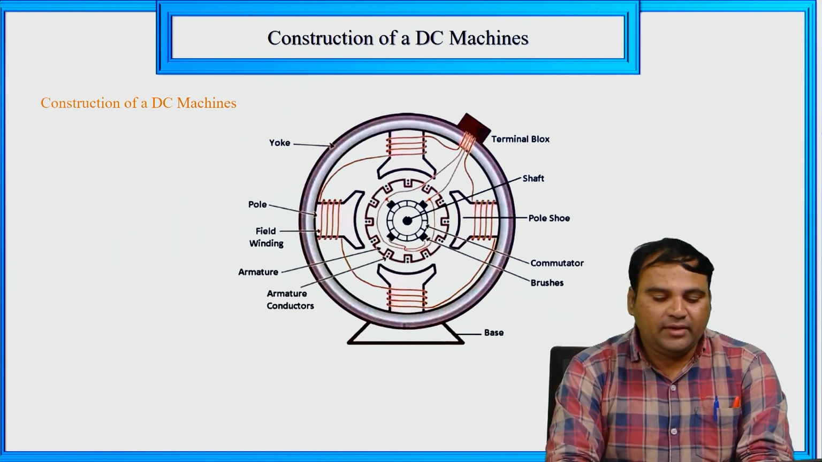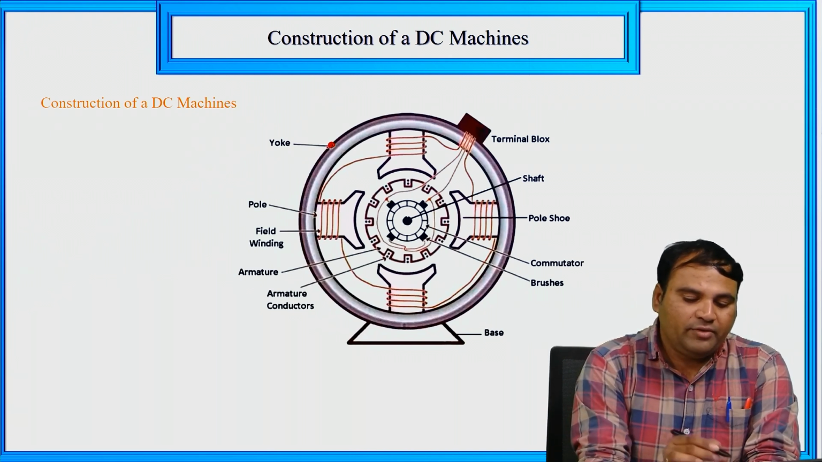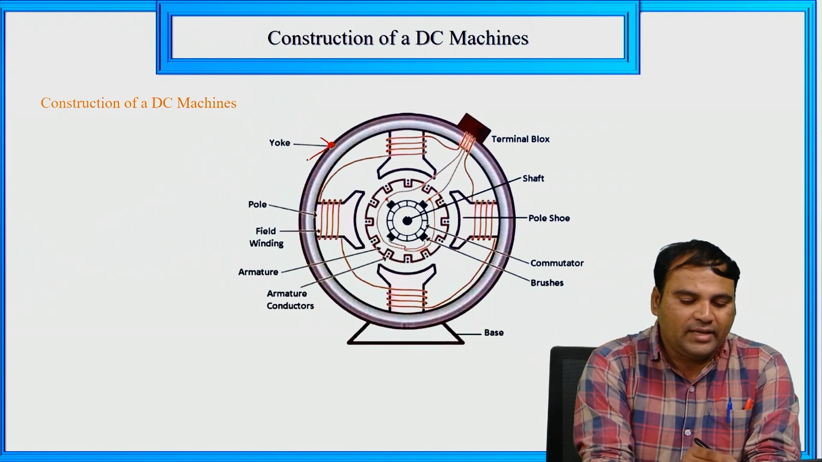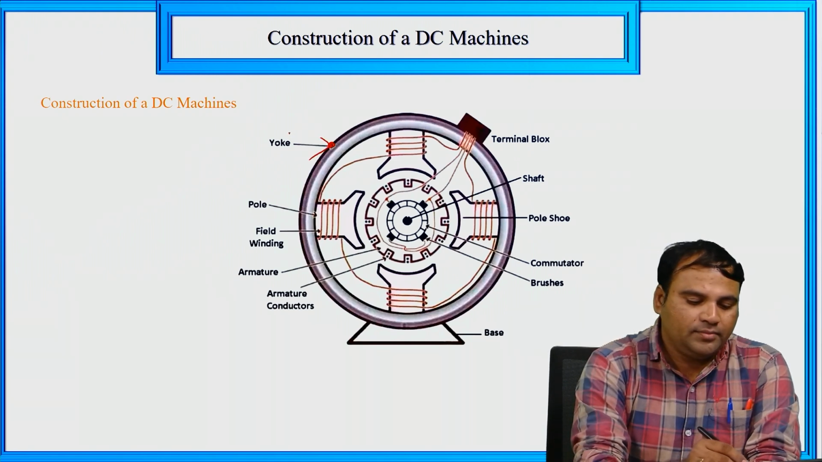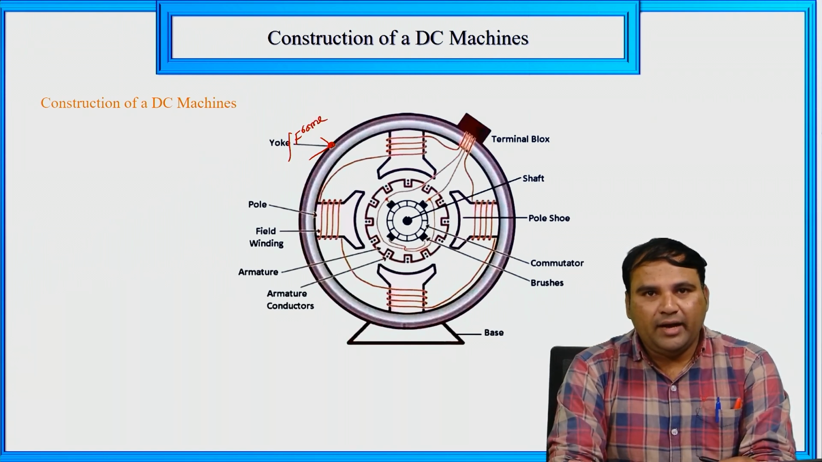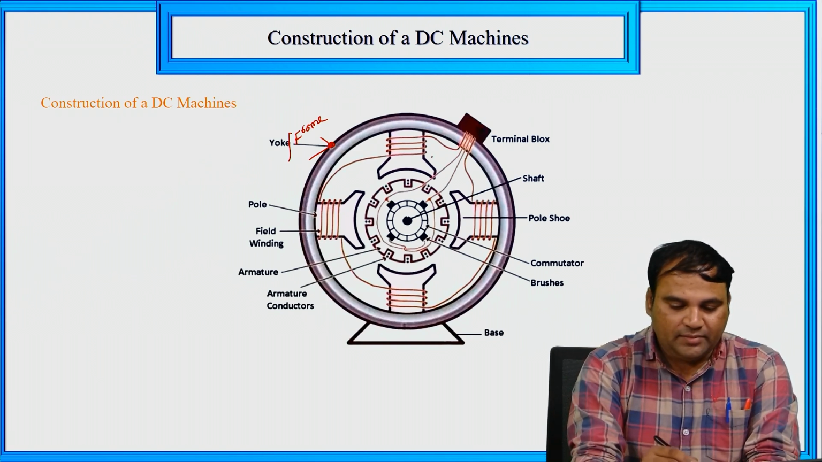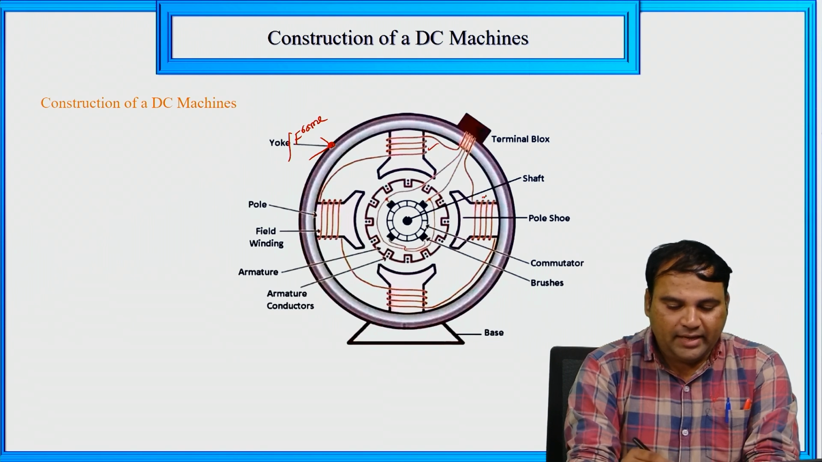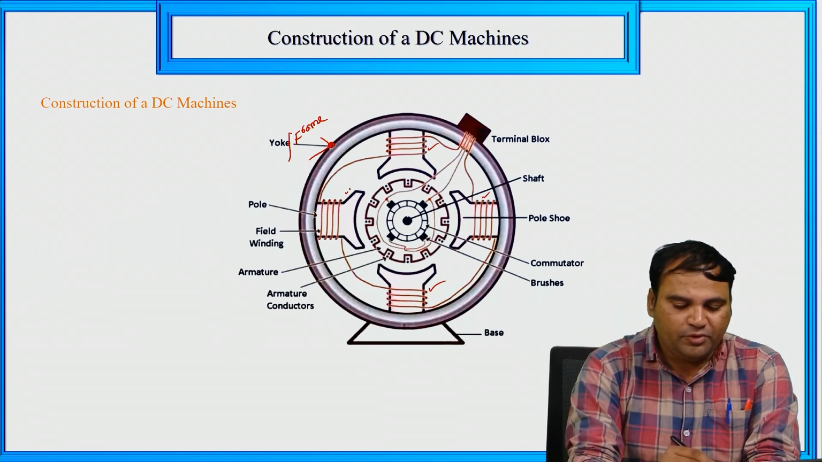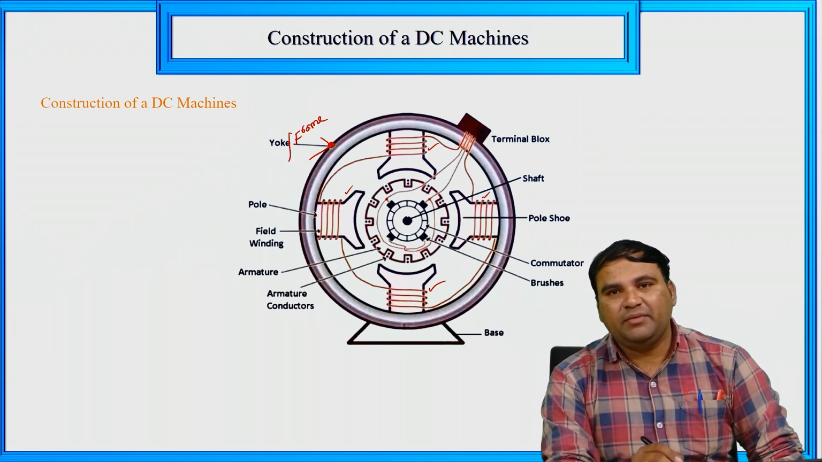In this DC machine, this is the outer frame. This outer frame we can call a yoke or frame. The outer part we can call a yoke or frame, and here we have a total of 4 poles. Here is the first pole, second, this is the third pole, and this is the fourth pole. So it is a 4 pole DC machine.